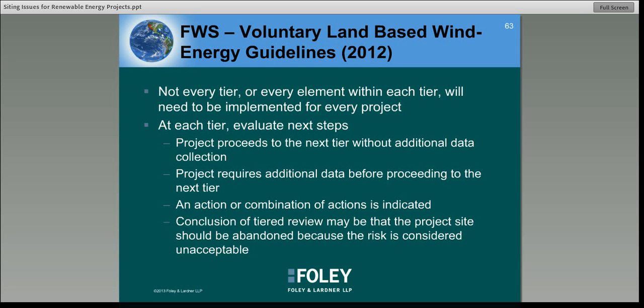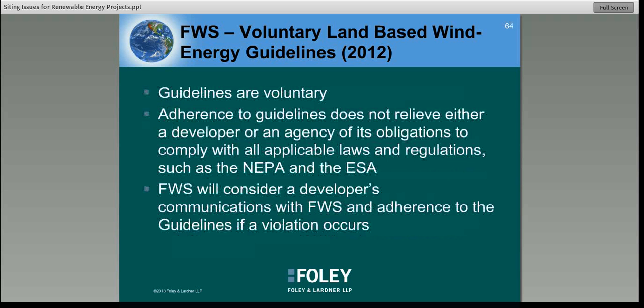Then for Tier 4 and 5, this is where the developers or the operators are assessing whether the actions they took in the earlier tiers are successful, and if they are being successful in avoiding and minimizing the impact, or whether additional steps need to be taken. Not every tier or every element within each tier needs to be implemented. It's going to be very specific to the project.